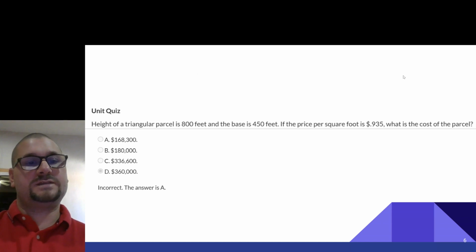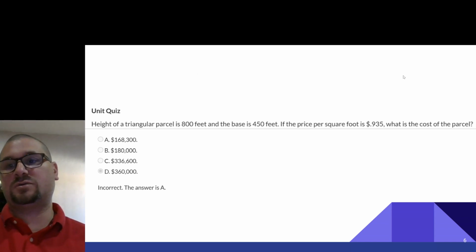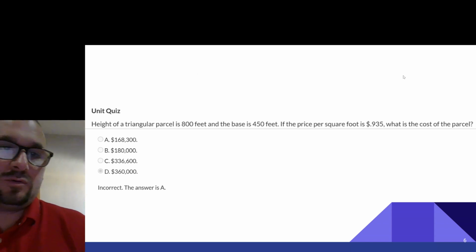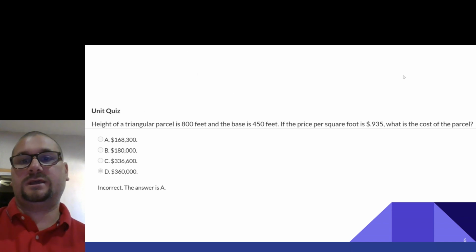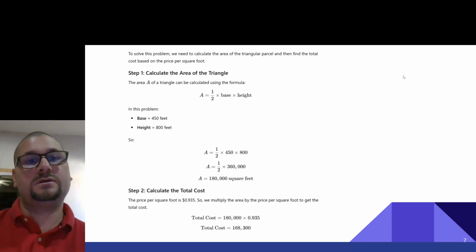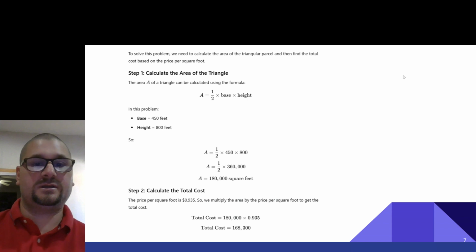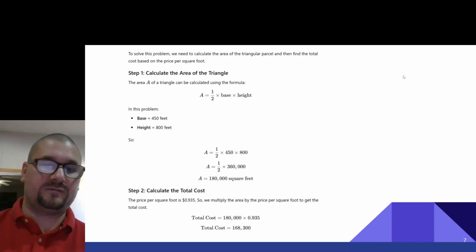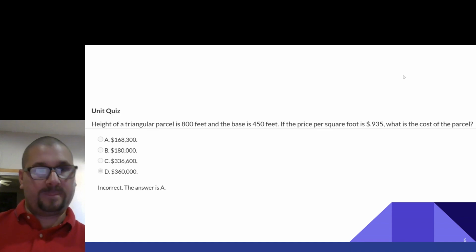All right, again, a second time, I'll explain the question and answer. The height of a triangle parcel is 800 feet and the base is 450 feet. The price per square foot is 0.935. What's the cost of the parcel? So I'm going to calculate the area. Area is 1/2 base times height. Here's the breakdown: they give you the base and the height, you get the area, and then you multiply that by 0.935 to get your total answer of 168,300.